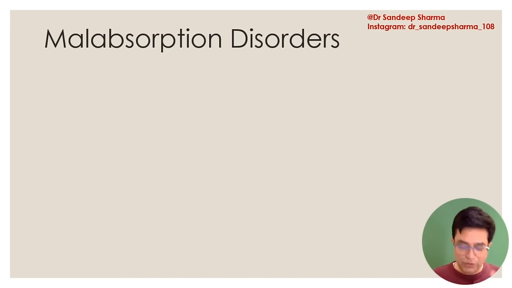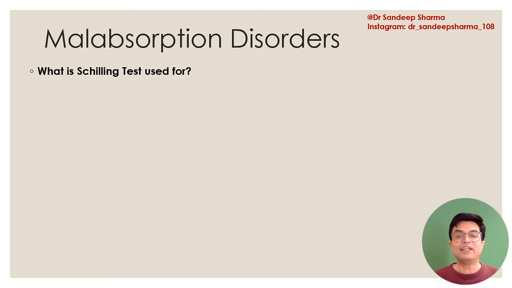So in malabsorption disorder, first you need to know about the Schilling test. Schilling test is a test which is used to identify the cause and the likely presence or absence of B12 deficiency. These days we don't do the Schilling test, we now have serum B12 assessment by laser test which is more sensitive, but the Schilling test was used earlier.